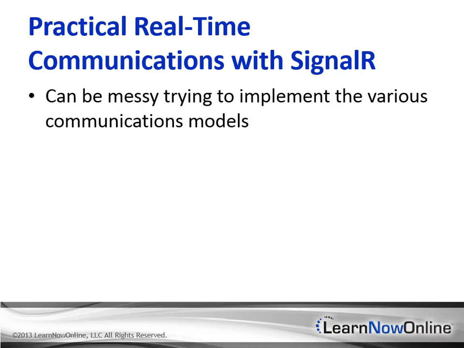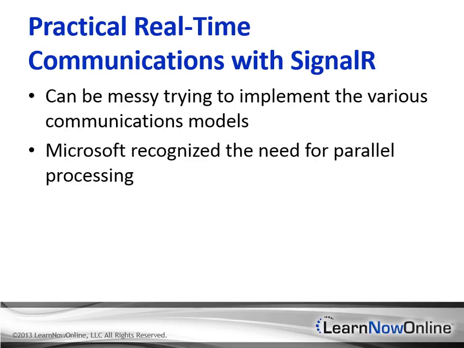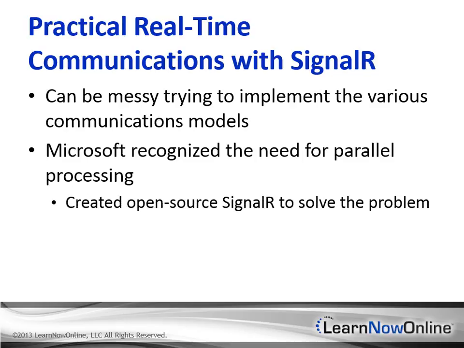It would be fun to implement all 4 of those in an application. But the problem, of course, is that it really wouldn't be terribly practical and certainly not very cost-effective. So thankfully, Microsoft recognized this need and included features for task-level parallel processing in version 4.0 of the .NET Framework. Best of all, they created the open-source project SignalR, which is an asynchronous signaling library for ASP.NET applications.